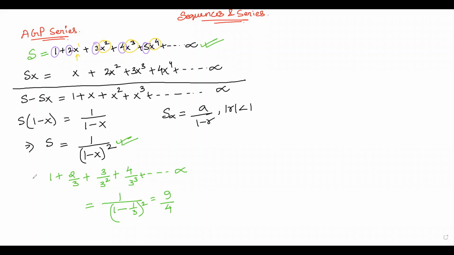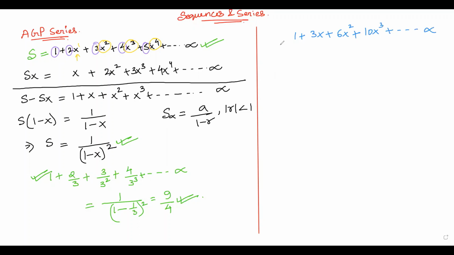So if an AGP series is given in this way, we can directly use this formula and we can find its sum. In a similar way, say if a series has been given in this way, say 1 plus 3x plus 6x square plus 10x cube and so on till infinity. And we need to find the sum for this series.